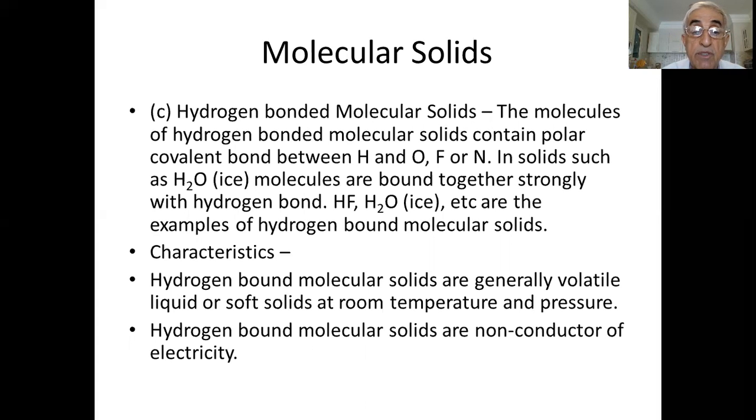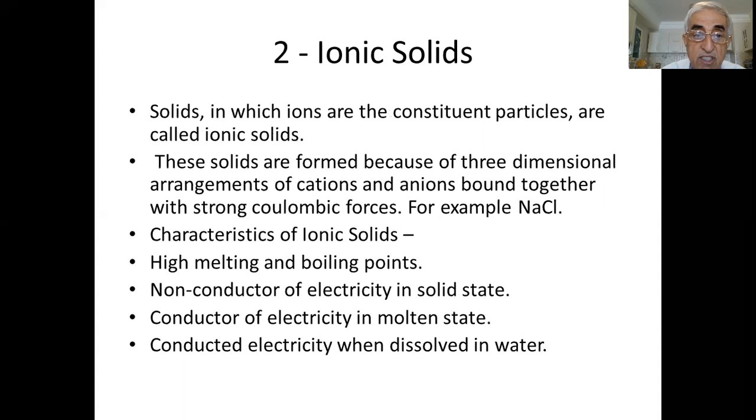C, hydrogen bonded molecular solids. The molecules of hydrogen bonded molecular solids contain polar covalent bonds between hydrogen and oxygen, fluorine or nitrogen. In solids such as H2O ice, molecules are bound together strongly with hydrogen bonds. HF, H2O ice, etc. are examples of hydrogen bonded molecular solids. Characteristics: they are generally volatile liquids or soft solids at room temperature and pressure.